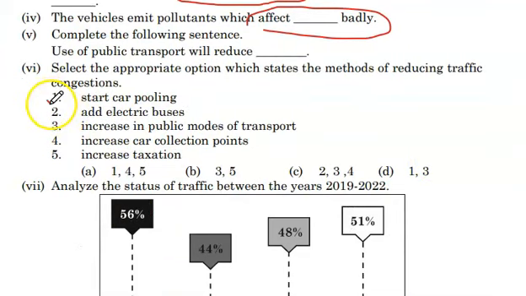Let us see how many of these have been given over here. Start carpooling, correct. Add electric buses, not given. Increase in public modes of transport, correct. Increase car collection points, not given. Increase taxation, not given. That means 1 and 3. 1 and 3, answer D.